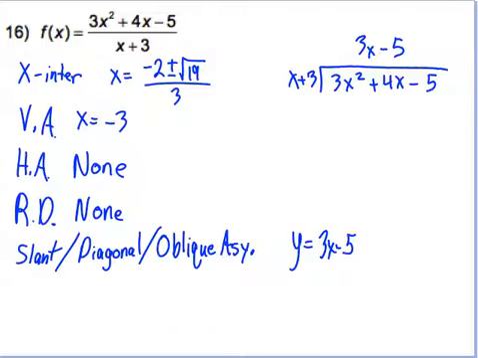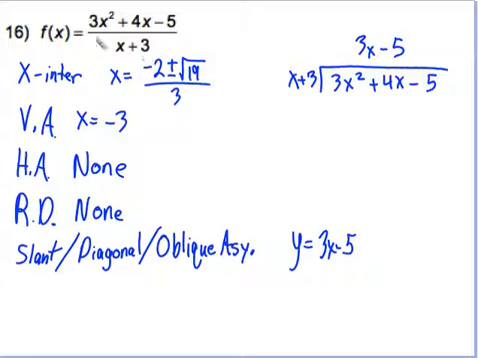All right. This is an example that's in your notes, and I told my students today that you'll have a question or an equation like this on the test, and then you're going to have to find the x-intercepts, the vertical asymptotes, horizontal asymptote, removable discontinuity, and then slant, diagonal, or oblique asymptote if there is one.